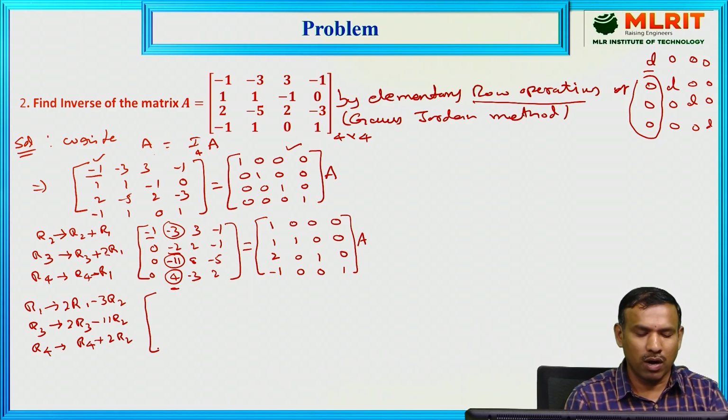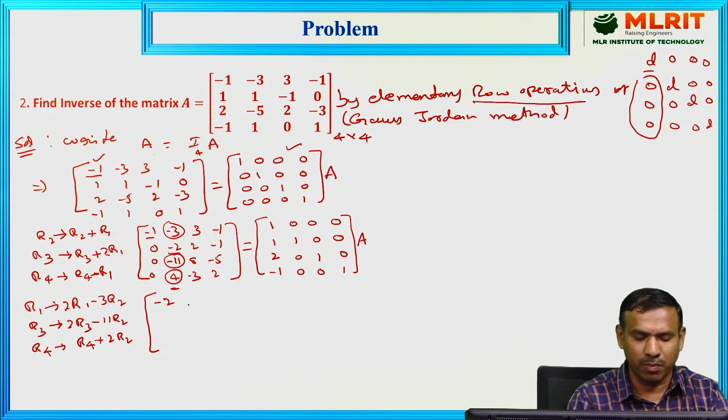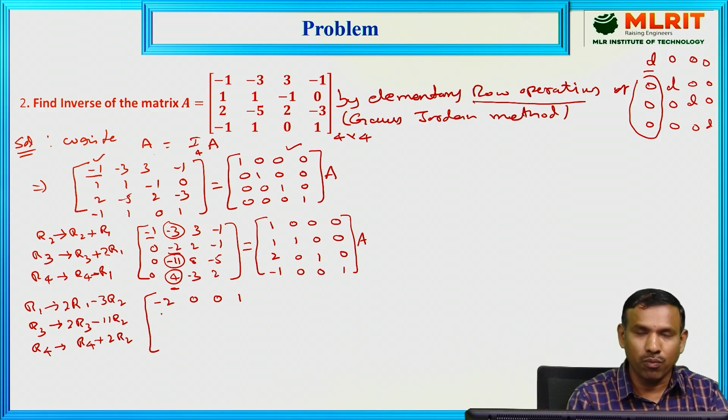So first row, 2R1 minus 3R2: 2 into -1 is -2, minus 0. Next, 2 into 3 is 6, 6 minus 6 is 0. 2 into -1 is -2, plus 3 is 1. So carefully we need to answer. Second row we are using, no change: 0, -2, 2, -1. Third row, 2R3 minus 11R2.